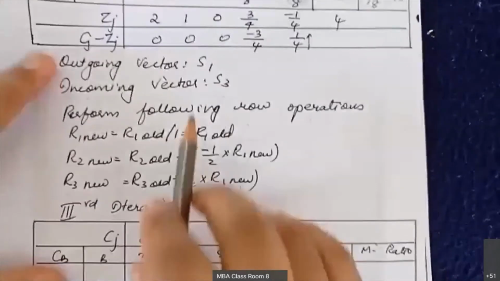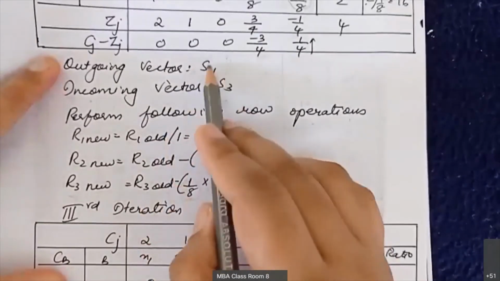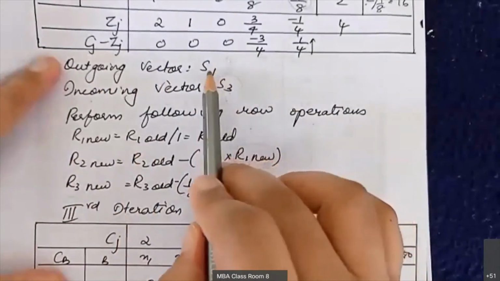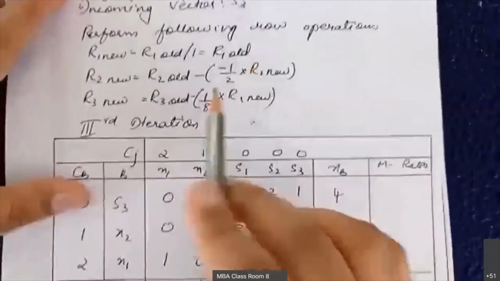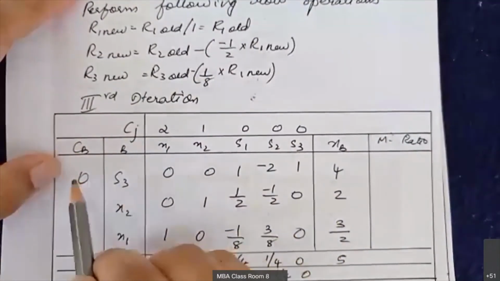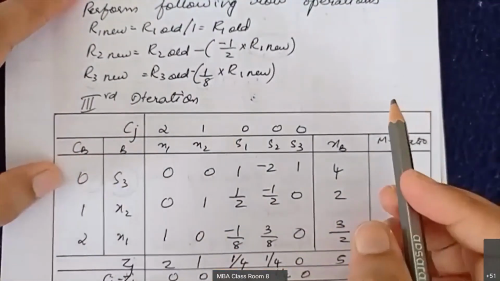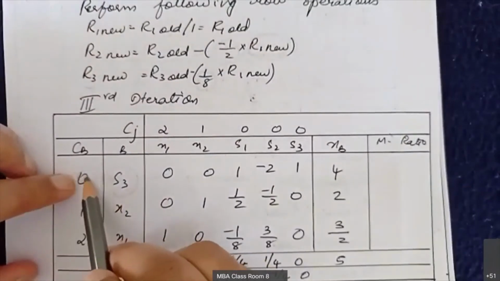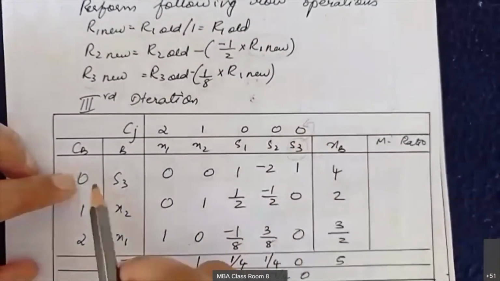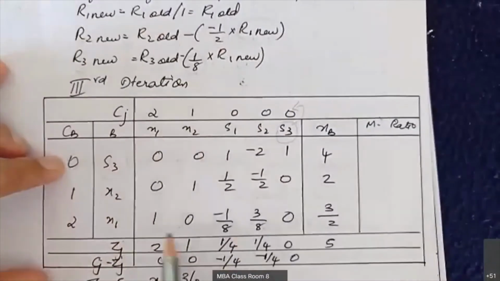See over here, S1 is the leaving vector or the outgoing vector. S3 is the incoming vector. So instead of S1, I have S3. What is the coefficient of S3? It is 0. From where did you get the coefficient of S3? Over here you have S3, and the coefficient of S3 is 0. So that is why you are getting 0 here. So using the above row operations, I have the table over here.